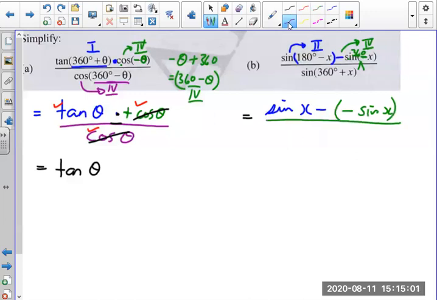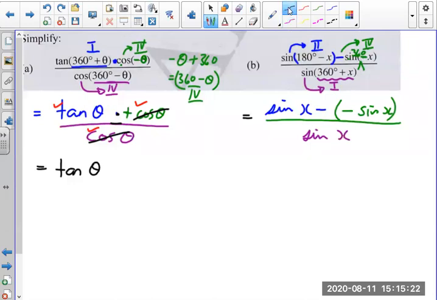over. Where's 360 plus x? 360 is the same as 0. 0 plus x, you're in the first quadrant. The sign of sine in the first quadrant is positive. Everything in the first quadrant is positive. So it is positive sine x.